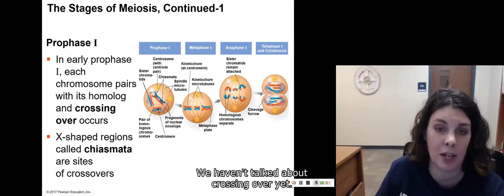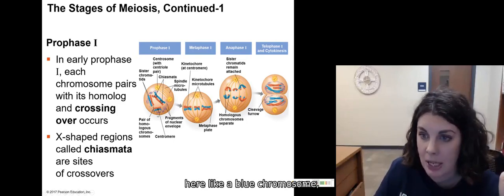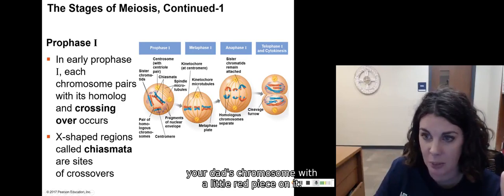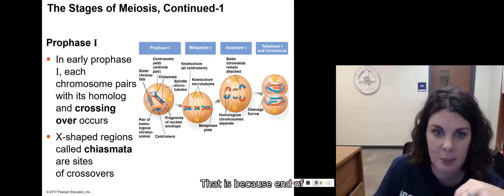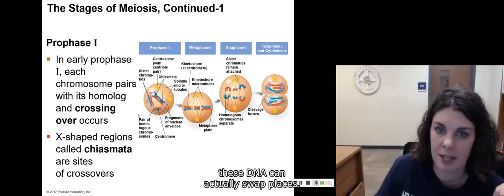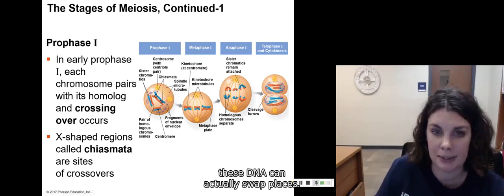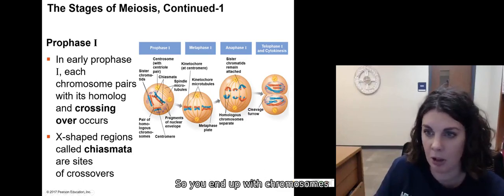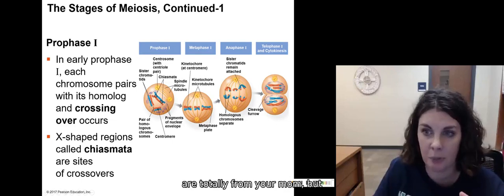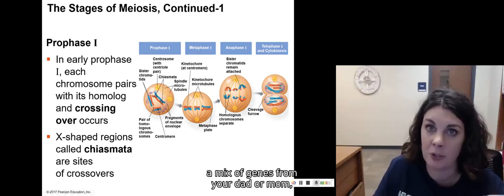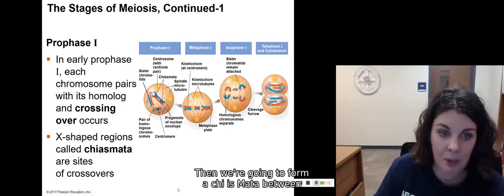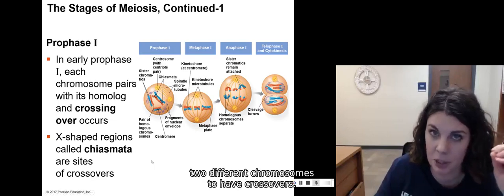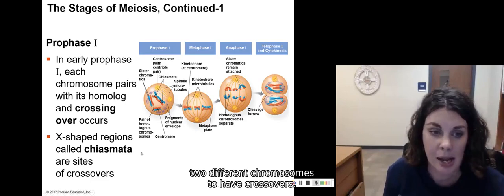Crossing over can occur. We haven't talked about crossing over yet. But crossing over is why you see here like a blue chromosome, your dad's chromosome with a little red piece on it. Here's a red chromosome with a little blue piece. That is because ends of these DNA can actually swap places. So you end up with chromosomes that aren't totally from your dad or totally from your mom, but a mix of genes from your dad and mom, both on that 1 chromosome. And then we're going to form chiasmata between 2 different chromosomes to have crossovers.